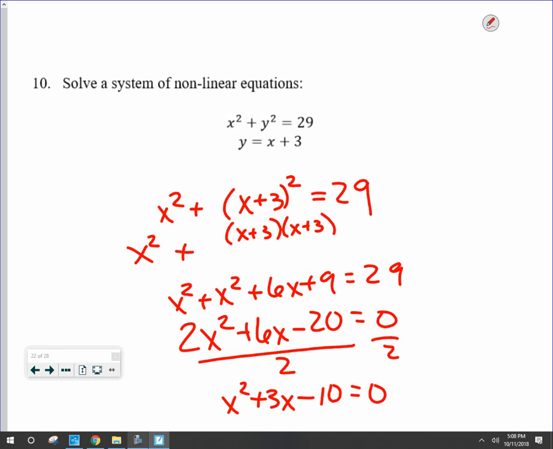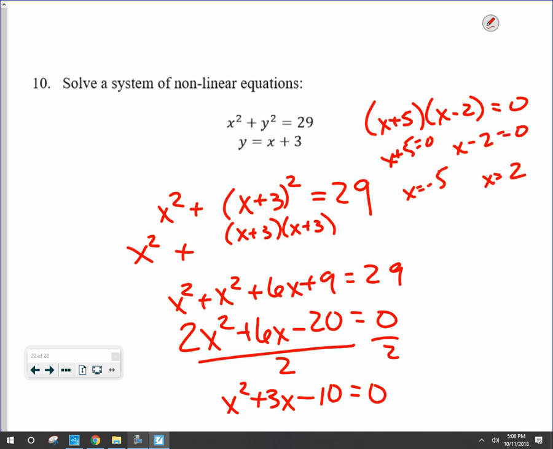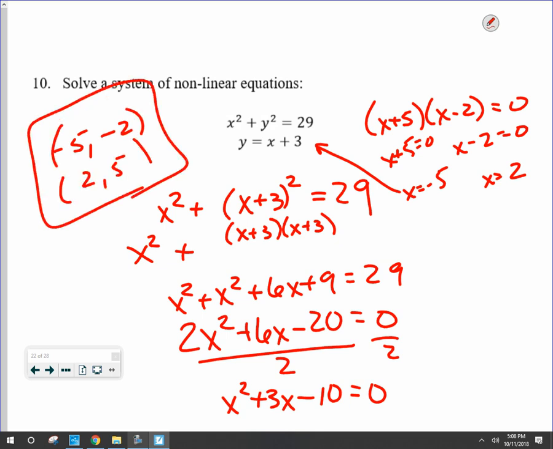Factors of negative 10 that would get me 3 would be positive 5 and negative 2. Setting the parentheses equal to 0, I get 2 and negative 5. Going back up into the line, if I put negative 5 in for x, I get negative 5 plus 3, which is negative 2. If I put 2 in for x, 2 plus 3 is positive 5.